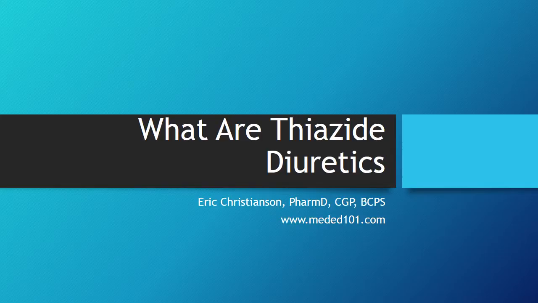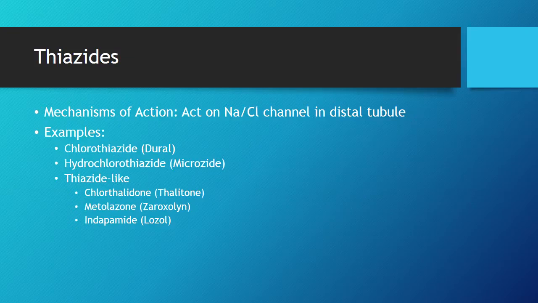Just covered loop diuretics in the last video, and we're going to look over some thiazide diuretics this time. Mechanism of action, there it is. Examples: chlorothiazide, hydrochlorothiazide. By far, hydrochlorothiazide is used most commonly. You will see some chlorthalidone, metolazone, and indapamide.